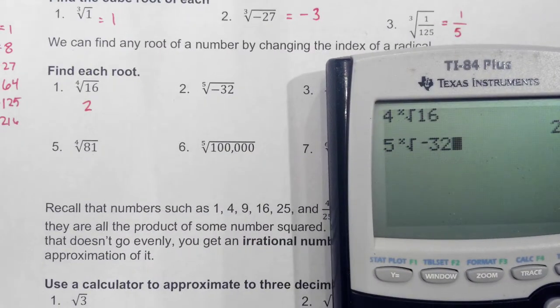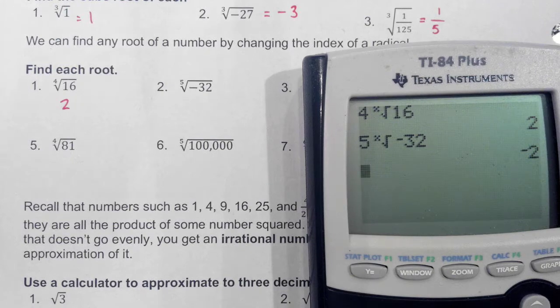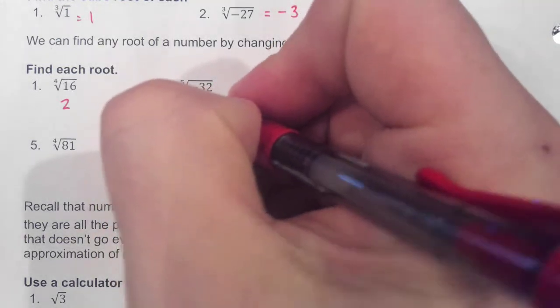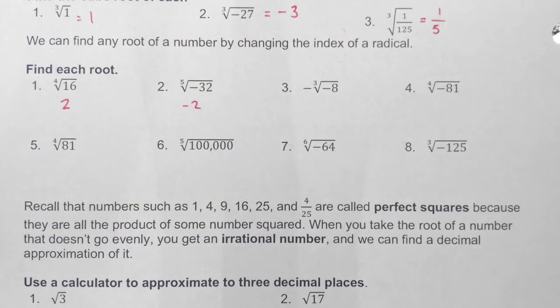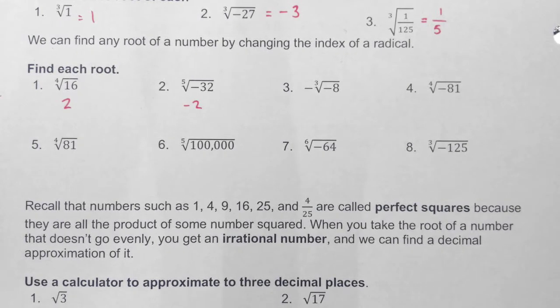So this is the 5th root of negative 32. This one comes out to be negative 2 because negative 2 times negative 2 times negative 2 times negative 2 times negative 2 is negative 32.